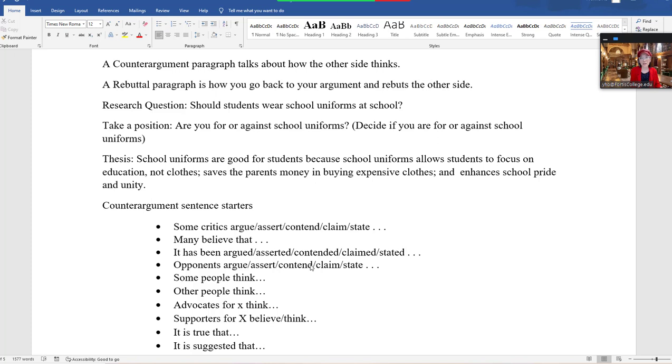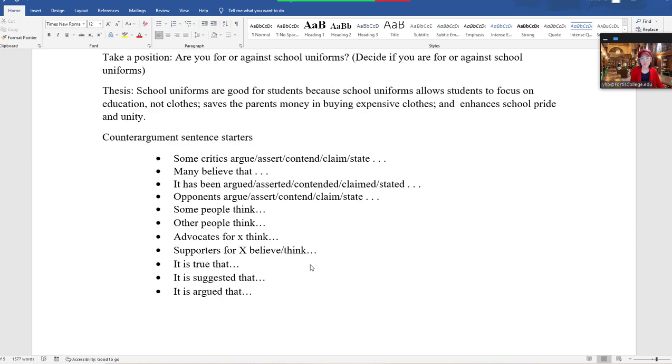So when we write our counter-argument paragraph, we write about what the other side thinks. Here are some sentence starters for your counter-argument paragraph: some critics assert, many believe that, it has been argued that, opponents argue that, other people think that, advocates for think that, supporters think that, it is true that, it is suggested that, it is argued that.